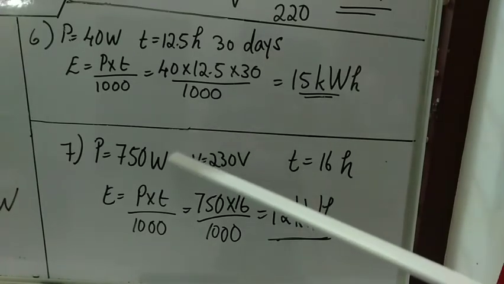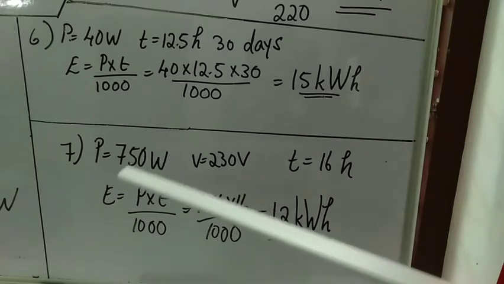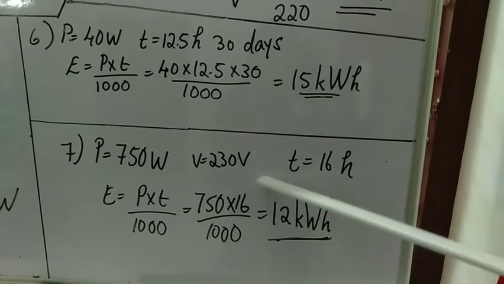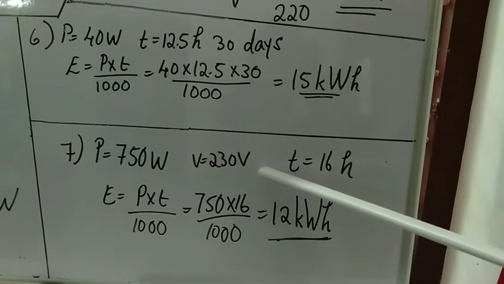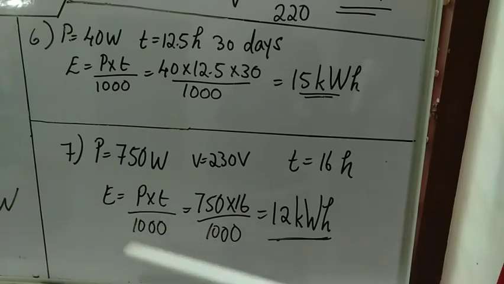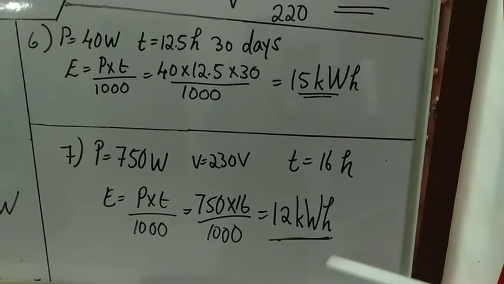Here they are giving you the voltage to mislead you. For finding the electrical energy, if power and time are given, this physical quantity is not required, but they are just giving it to mislead you. So, okay, electrical energy is power into time by 1000. You will get the answer 12 kilowatt hour.